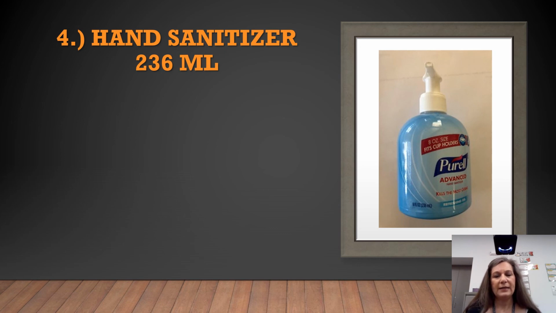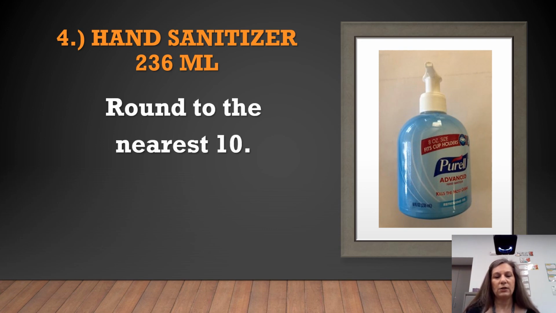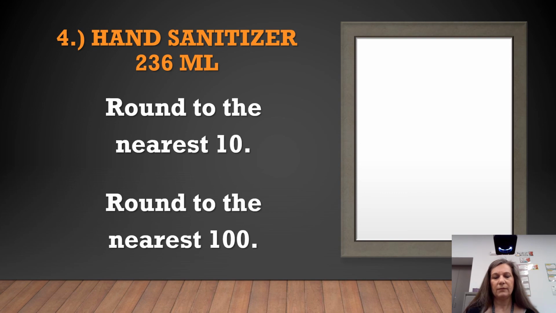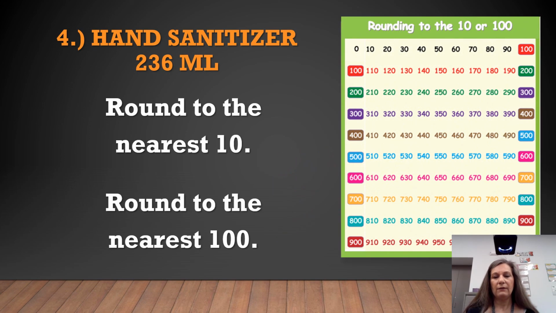And now let's take a bottle of hand sanitizer. If that hand sanitizer was 236 milliliters, we could round that to the closest 10 by looking at our number chart. There's the number chart. And so we could say 236 is going to be between 230 and 240. However, if we look at the ones place, we see that it's greater than 5, so that tells us to round up to 240.